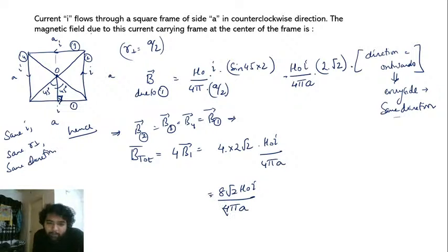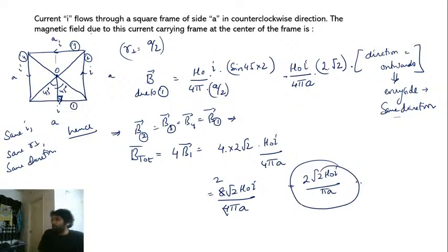So in this you can also do a lot of simplification. You can also write it like 2√2 μ0 I by πa. Simple, some form like this. Clear? So this is it, guys. Kindly note this down. It's a very useful question. We will do more of this kind of problem now.